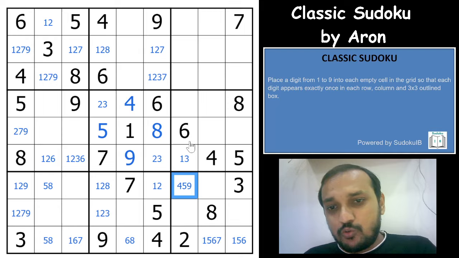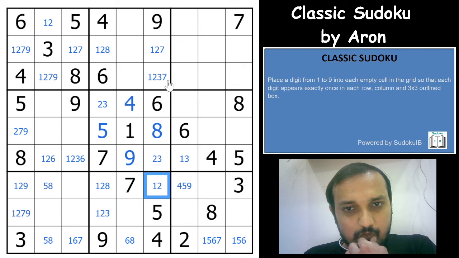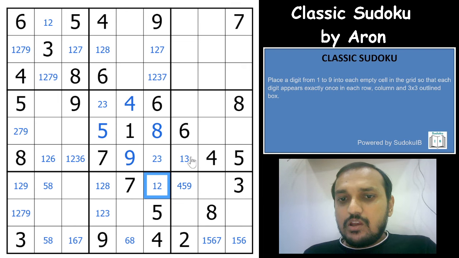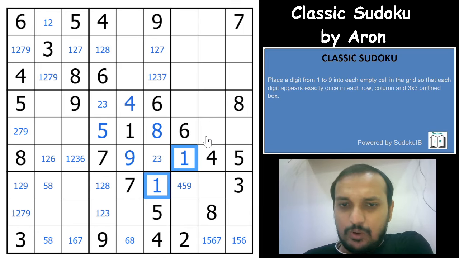Now let me show you why that is, right? Now what happens is, let us assume one thing, can both of these cells be 1? What happens if both of these cells are 1?